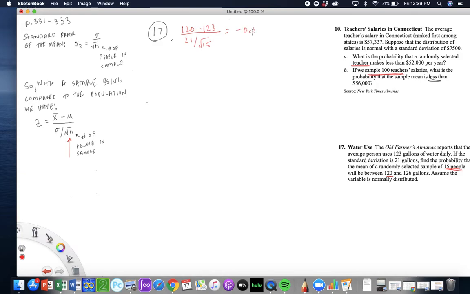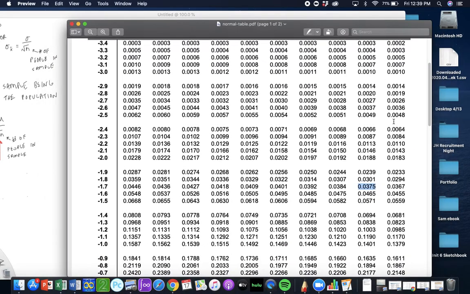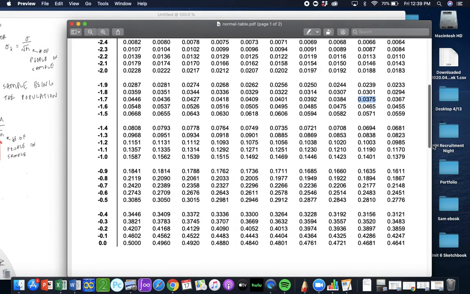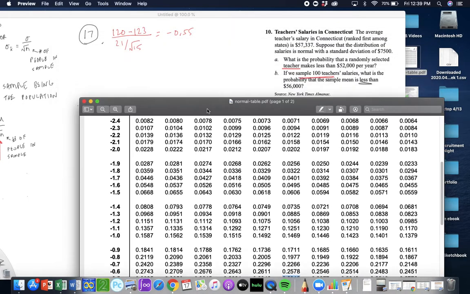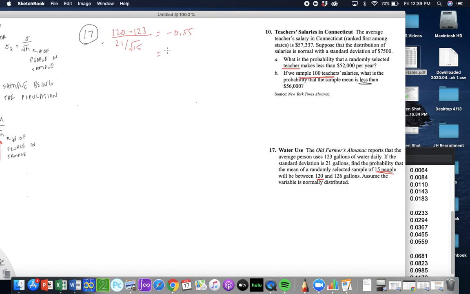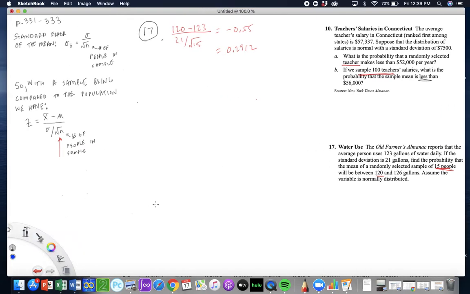All right, and so that comes out to a decimal of negative 0.55. If I go to my chart real fast, negative 0.55 would be, let's see, 0, 1, 2, 3, 4, 5, 0.2912. So the probability of that event occurring right there is 0.2912. Now, I'm going to do the next one in blue. So I need to find this part here, 126.